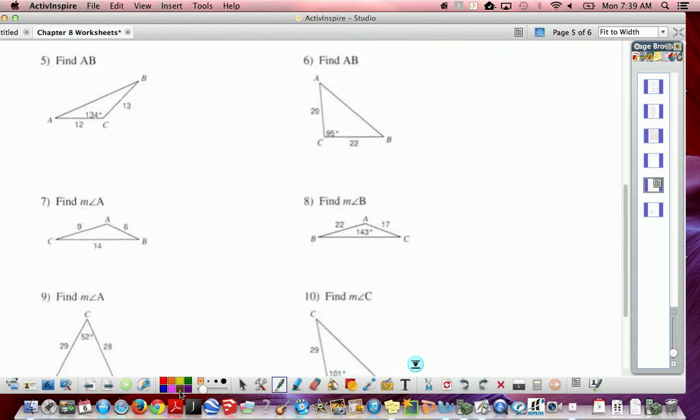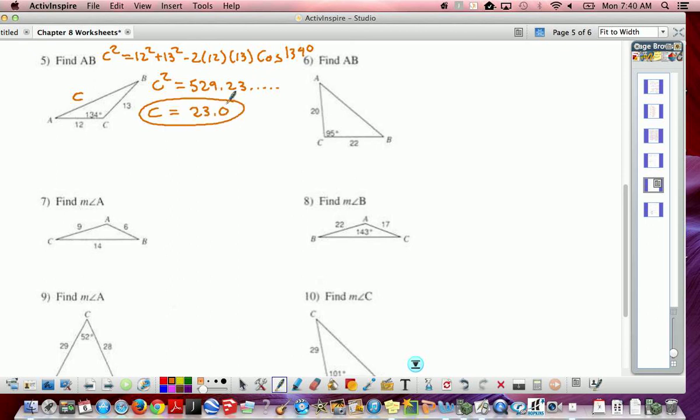So on 5 and 6, on 5, you're looking for little c. So your setup should go like this. C squared equals 12 squared plus 13 squared minus 2 times 12 times 13 times cosine of 134. So if I enter that correctly into my calculator, I should get c squared to equal 529.23 dot dot dot. So C ends up equaling 23.0.